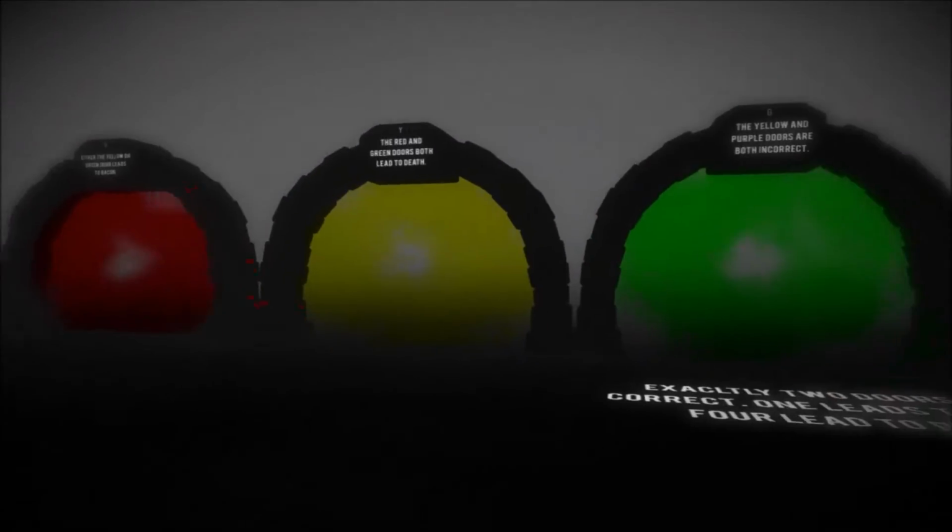Yellow and purple doors are both incorrect. The red and green doors both lead to death. So if you're incorrect, then one of them leads to death and one of them leads to bacon. If purple is incorrect, you can't lead to bacon. And then the door that is also correct would be green, that would lead to bacon.